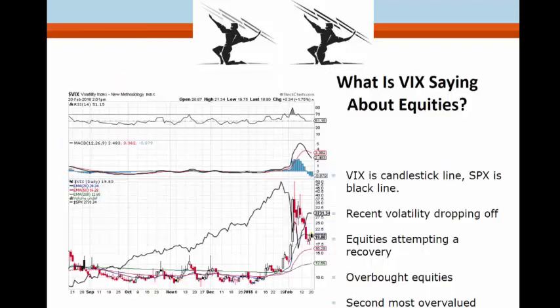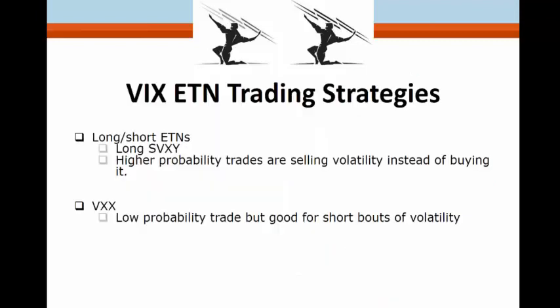All right. So what's VIX saying about equities? Same thing. You can see where VIX had that big spike. Equities took the big drop there back in late January, early February, and now it's mean reverting. Equities are starting to attempt a recovery. And of course, we're in a very overbought market. Depending who you read, this is the second most overvalued market in history, with 2000 being the highest. Some analysts even say that it's the most overvalued market in history, even more than 2000 or 1929. But nevertheless, VIX can give you an idea of where the stock market is going next.